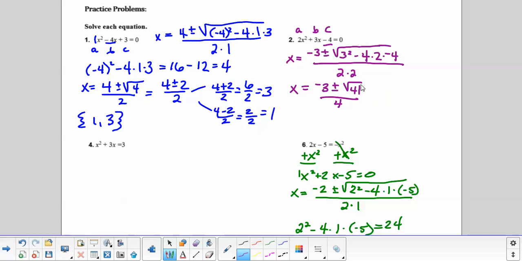Now 41 is actually prime, so I can't break that number into any more prime factors. So this problem does not simplify further. This is your final answer.